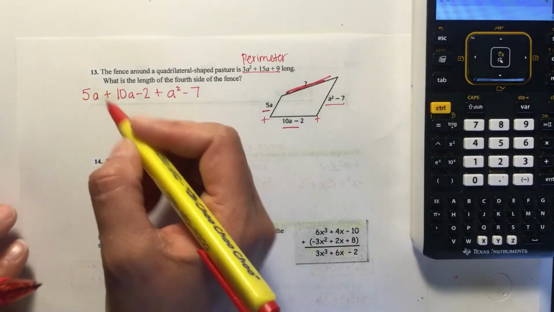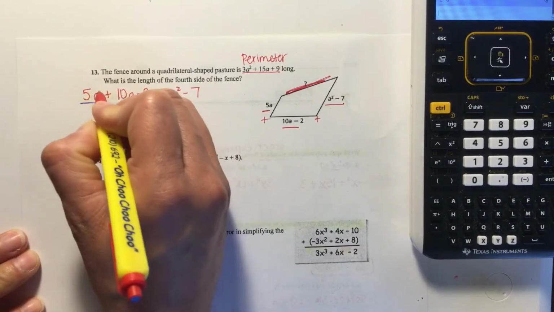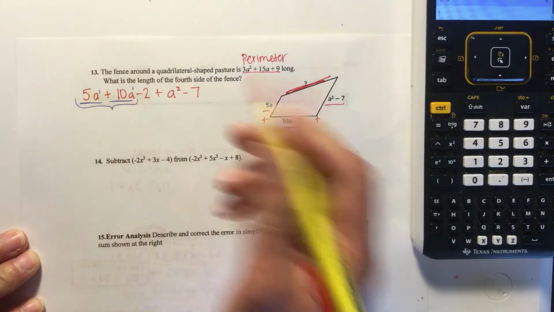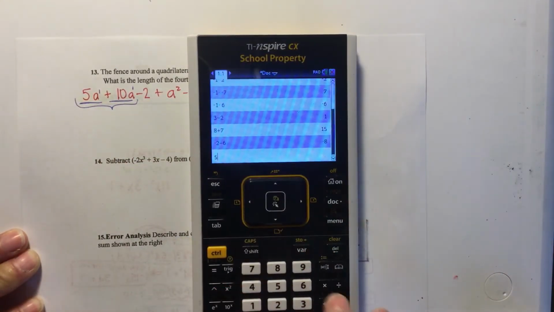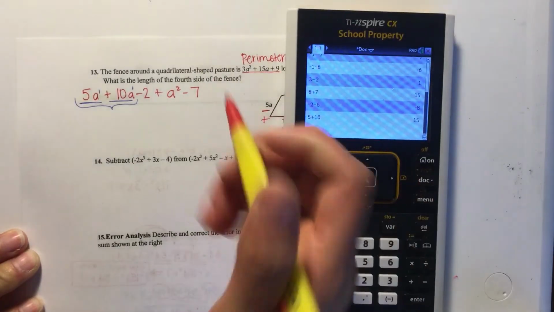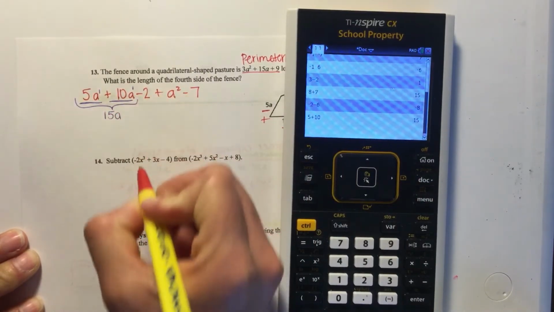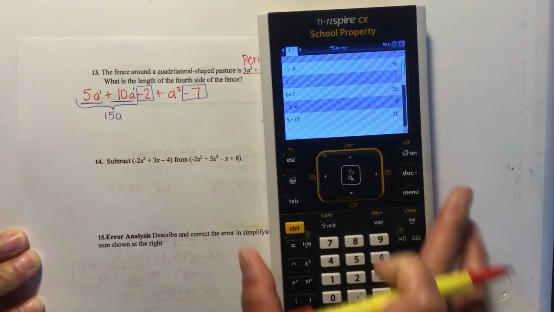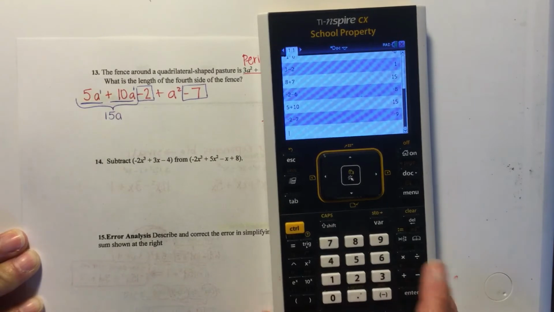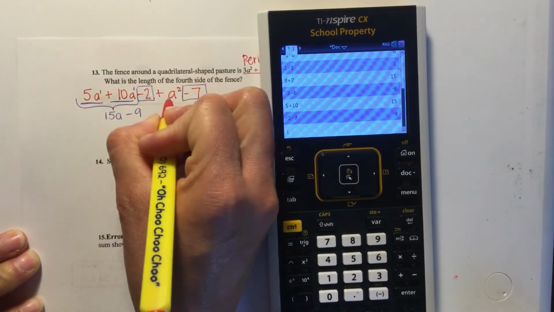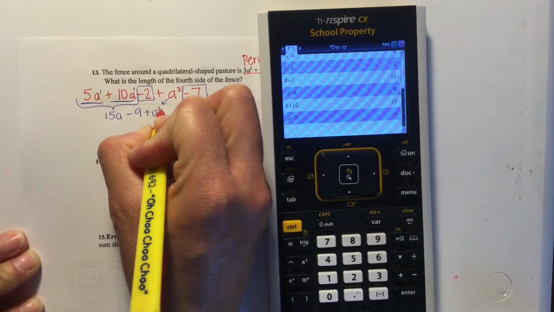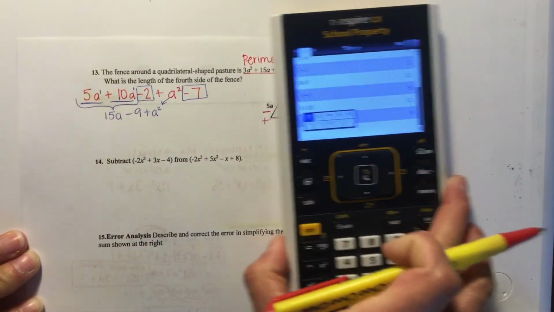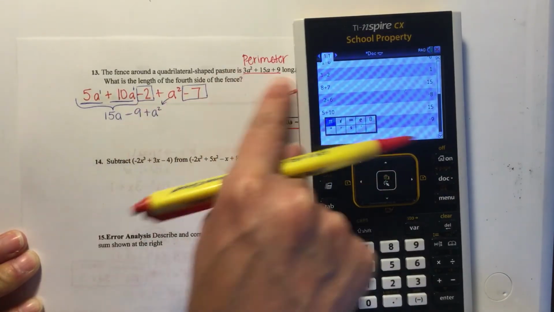So when I add them together, I find the like terms for 5a to the first, 10a to the first. Combine those like terms. That means I'm taking 5 plus 10, 15a. Now I'm taking a negative 2 minus 7. Negative 9. And then I bring down my plus a squared. So this is not my answer. I'm not done yet. Now, second, I need to take the perimeter and subtract those two.